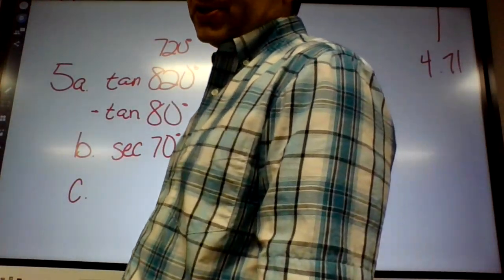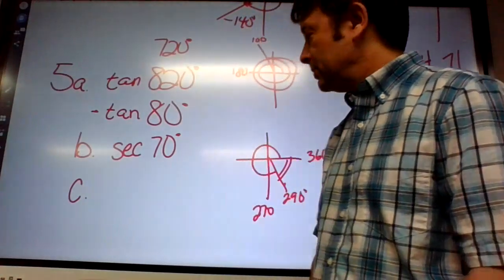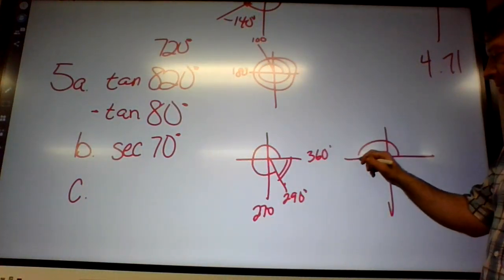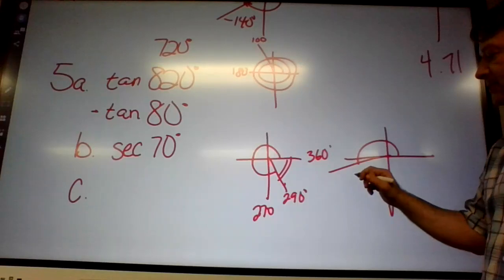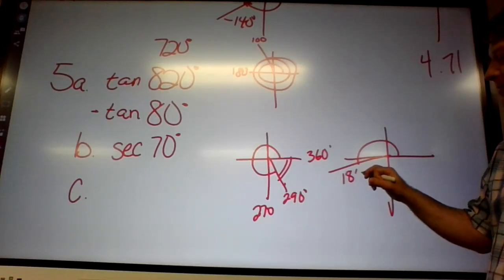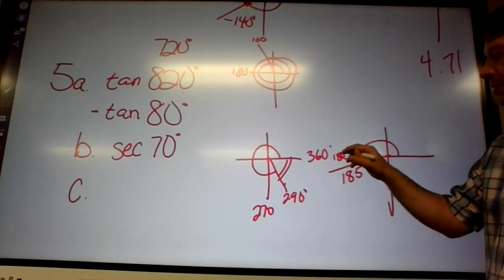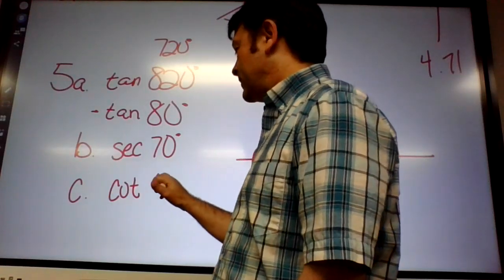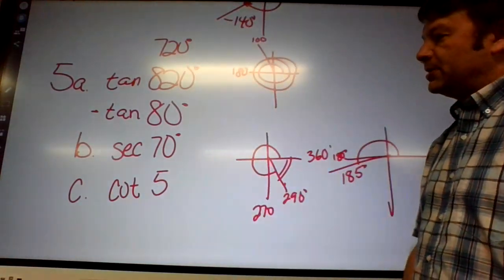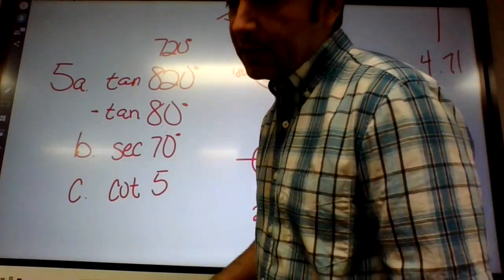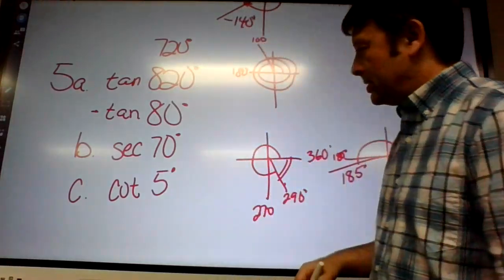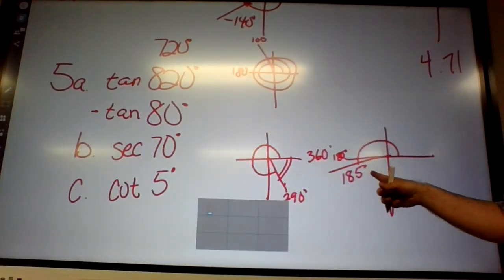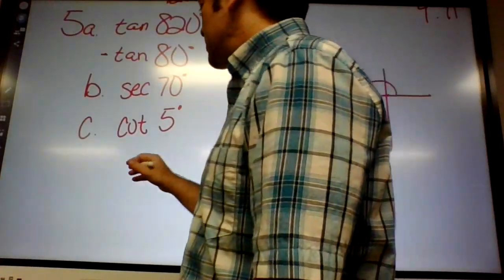C, cotangent 185. 185 just barely makes it into the third quadrant because it's 5 degrees past 180. So it's going to be cotangent of 5. Cotangent is based, are we doing degrees? I forgot, it is degrees, of course. Then is tangent positive or negative in the third quadrant? It is positive.